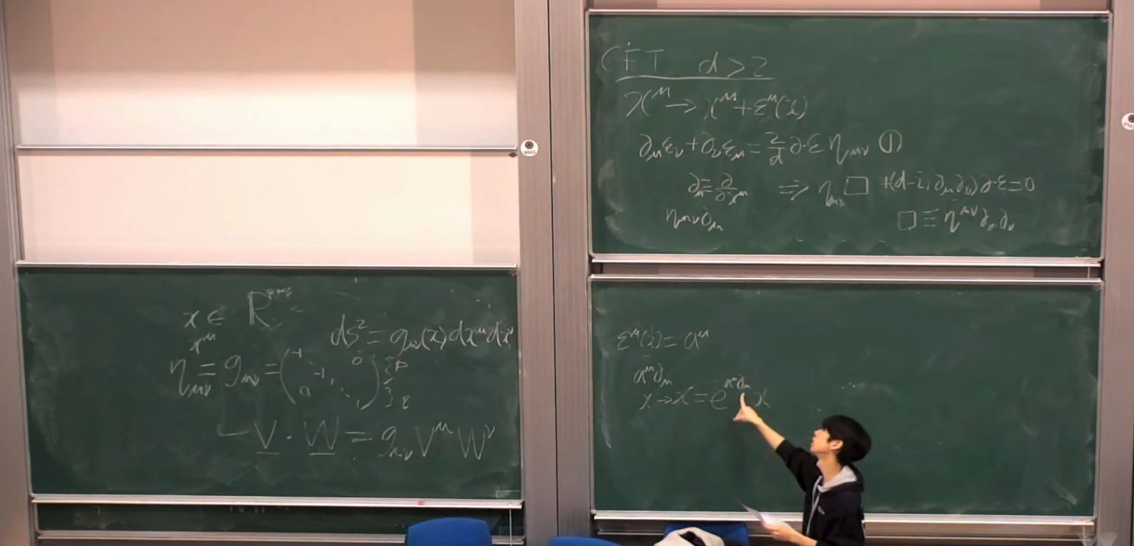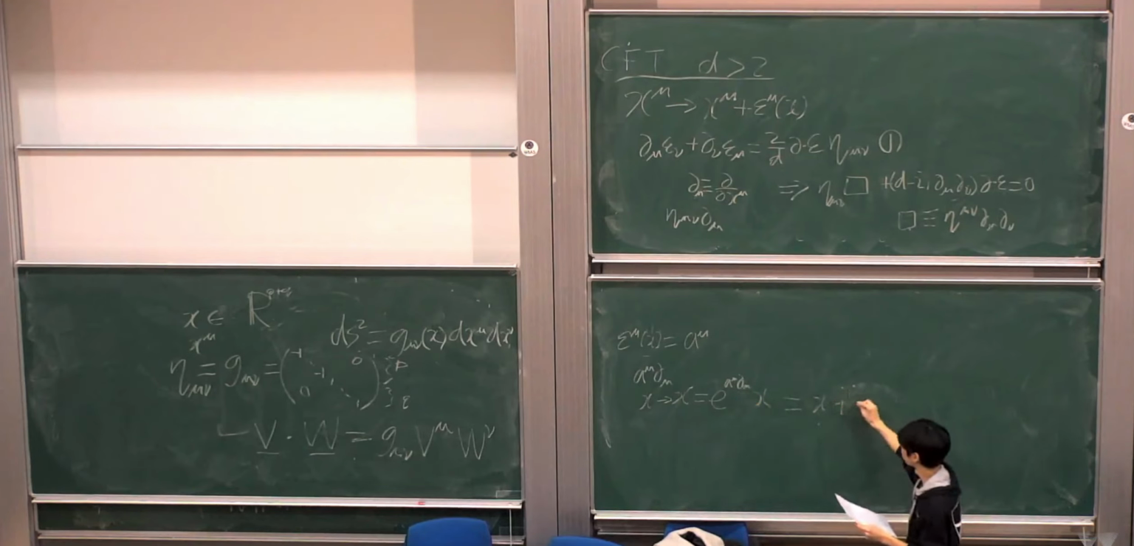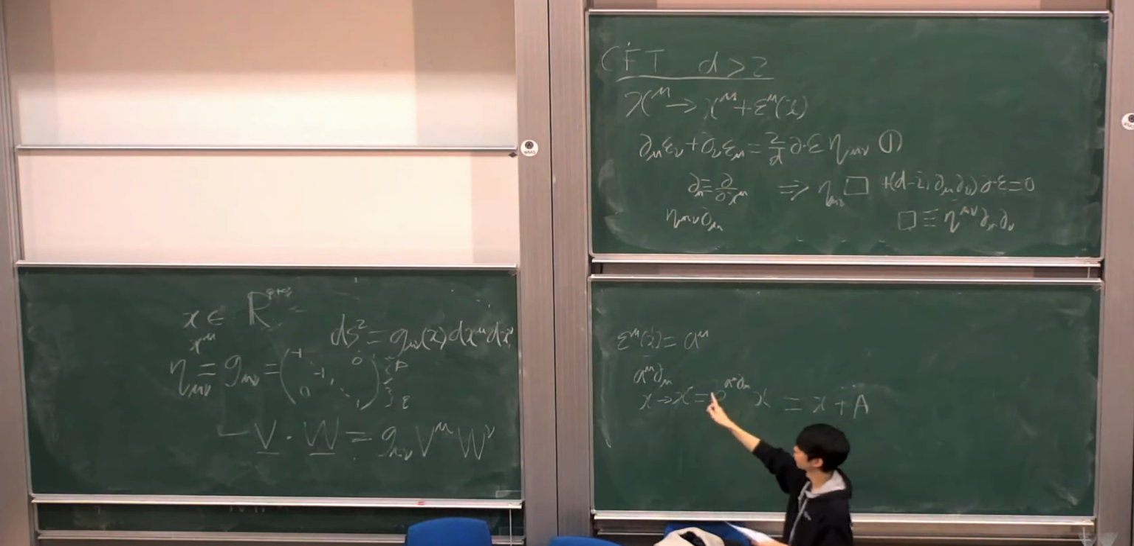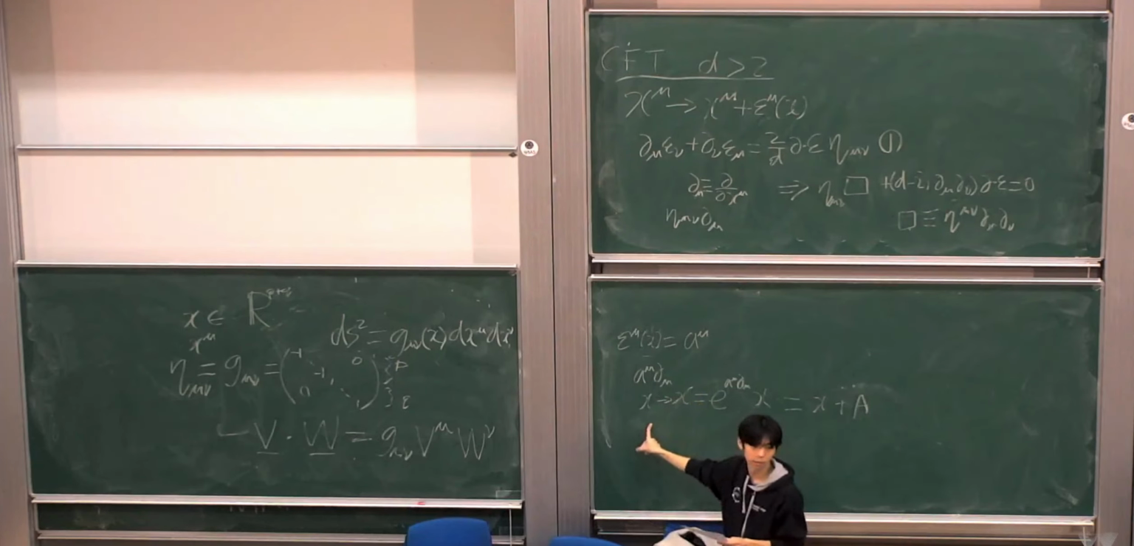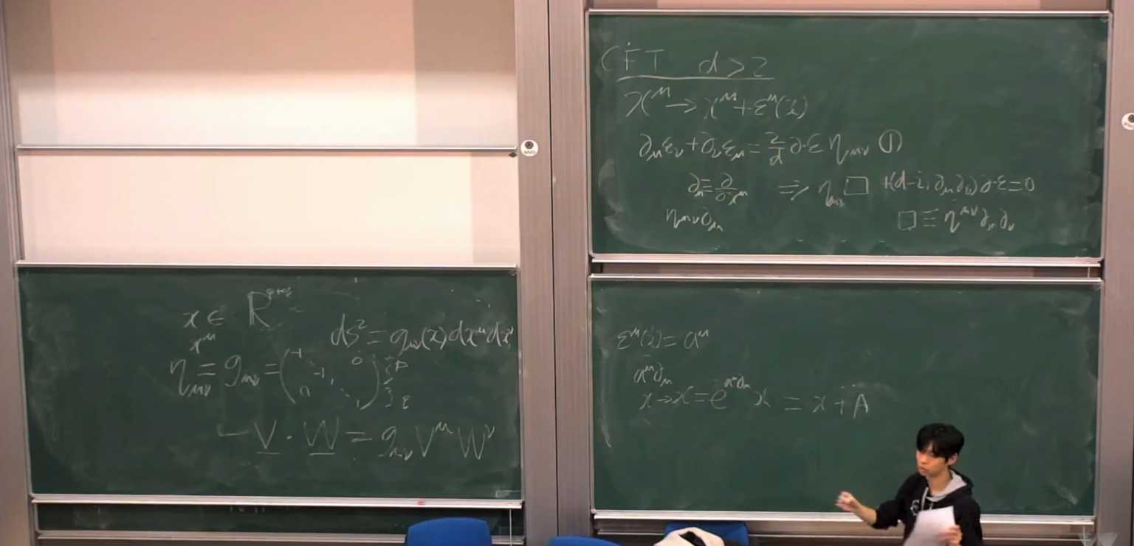So I'm exponentiating the differential operator. You can do the Taylor expansion of it and operate it on x. Then you get x plus some constant vector. That means when epsilon is constant, your conformal transformation is a translation in x. You're just translating the whole coordinate by a vector.